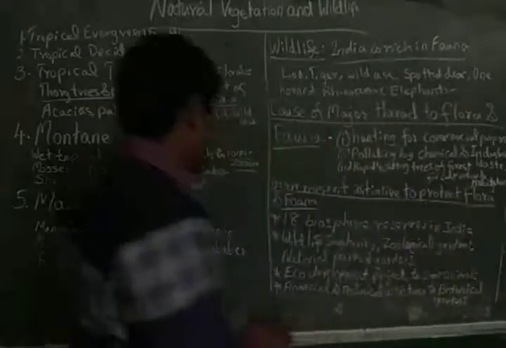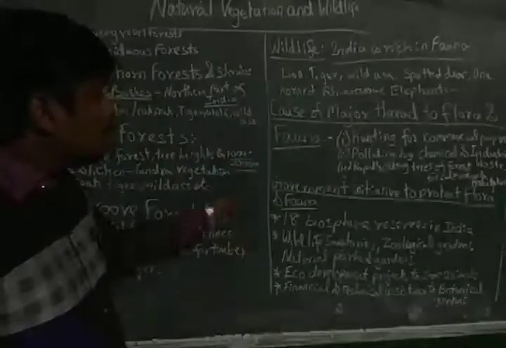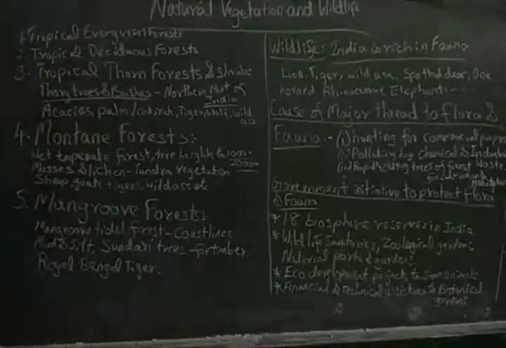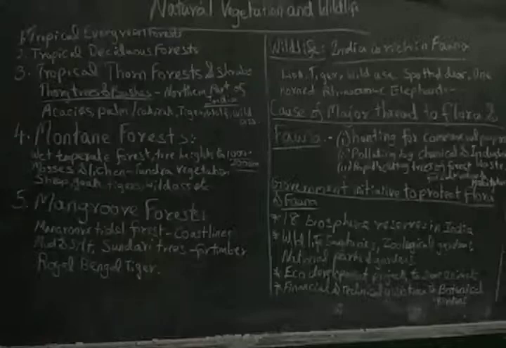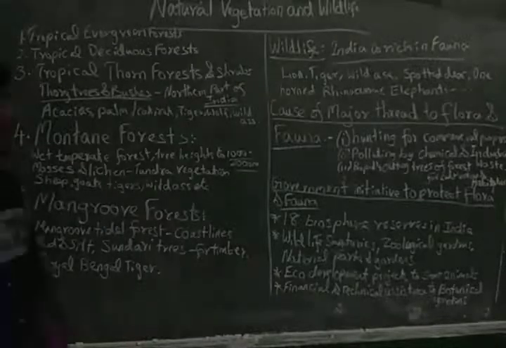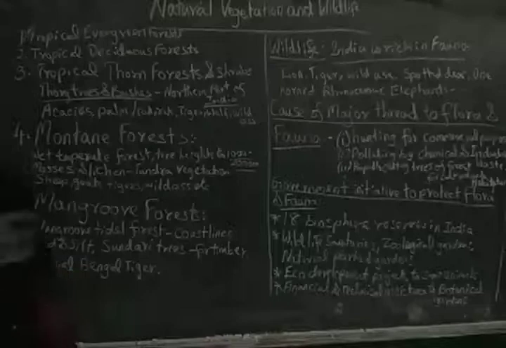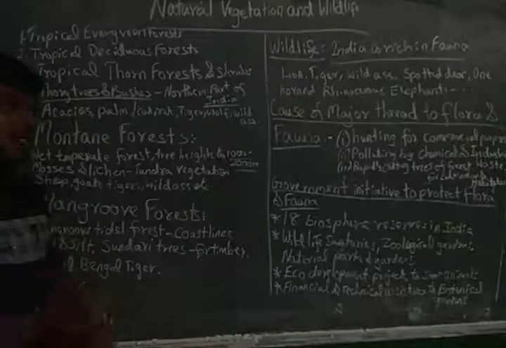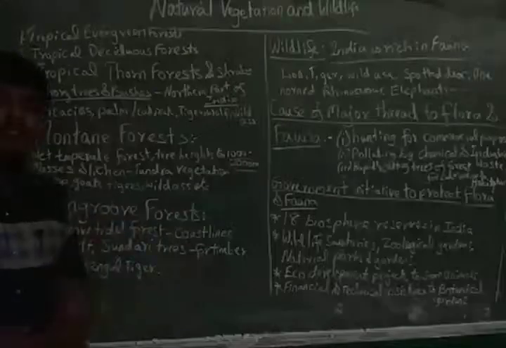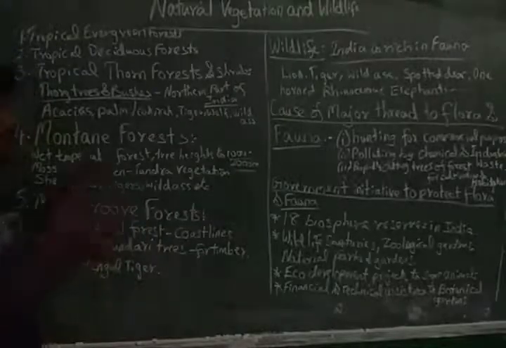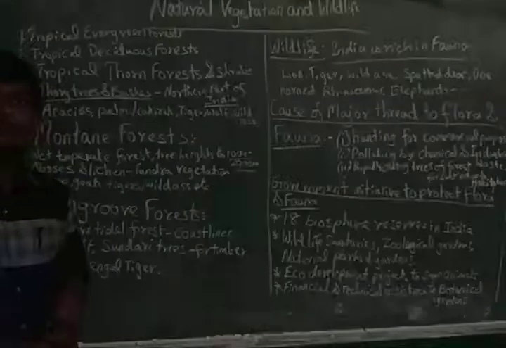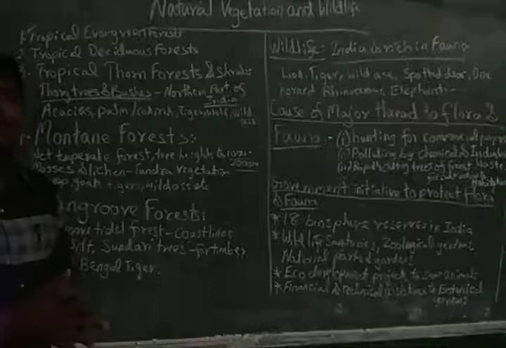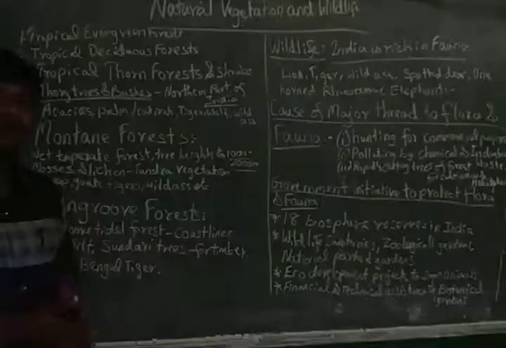So these are the things done by the government to protect flora and fauna in India. So this is how the natural vegetation and wildlife lesson ends. Today we have seen these topics. Just read and learn all those, prepare questions from these topics, and also write a short summary on that for a minimum of 1 or 2 pages as homework. Thank you.